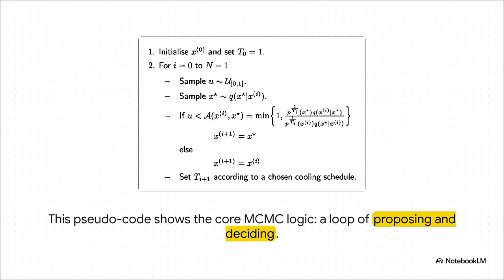I mean, look at it. It's just a simple loop that goes on and on. Propose a new spot, check if it's a better fit, and then decide whether to move or stay put. You let that simple process run for thousands of iterations, and what you get is a beautiful collection of samples that represents a distribution we could never, ever have figured out directly.